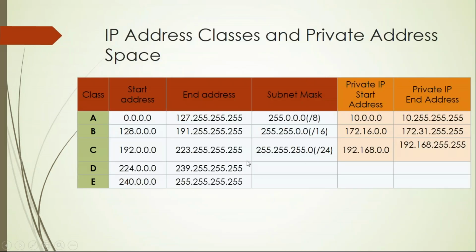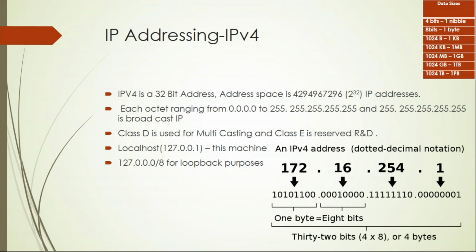The only thing here you have to remember is this table, the ranges and the default subnet mask and the private IP address space. There are still more exceptions. If you take class A, this 0 to 127, but we don't use the 0 series. From 1 we'll start actually. Another one is the 127 series, we also don't use it. So only 1 up to 126 we use it. This 127 series is used for loopback purposes.